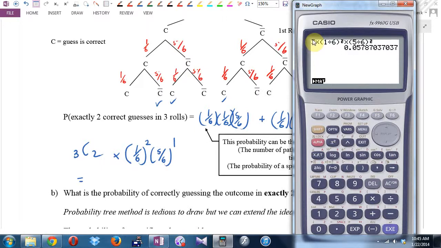And I get that. Why is it 2 to the power of 2 plus 5? Oh, I'm sorry. Thank you. I get that. Normally I wouldn't type the to the 1, but just so you can see how it all fits in, I get 0.0694. 6.9%.